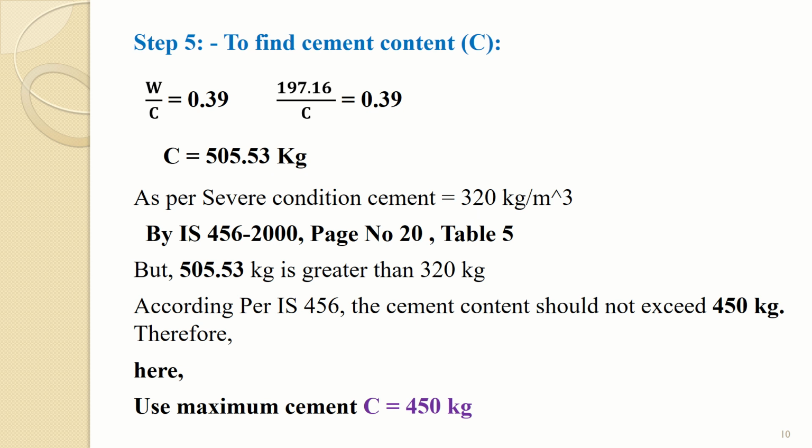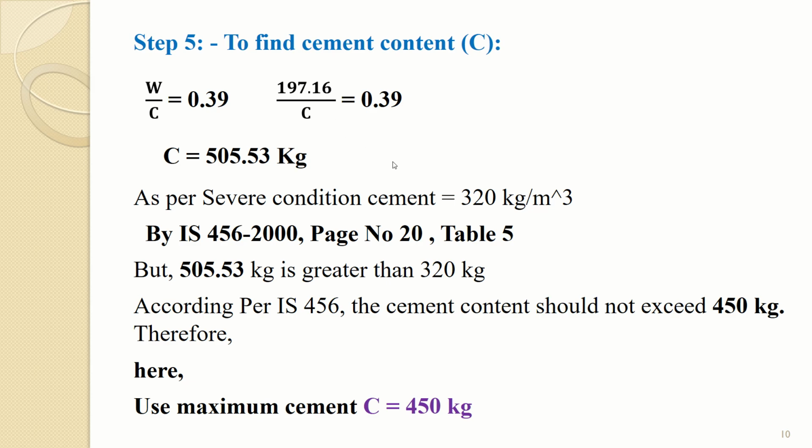And again, as per IS 456, the maximum cement content should not be more than 450 kg. So we should recommend between these two. For severe condition we require 320 kg, and as per IS 456, 450 is the maximum value. So you should go for the maximum of 450, and do not take this 505, because we should follow the IS code rule. So we'll recommend the cement content as 450 kg.